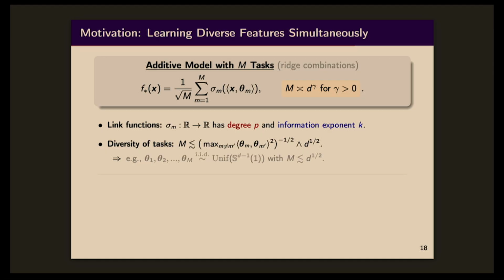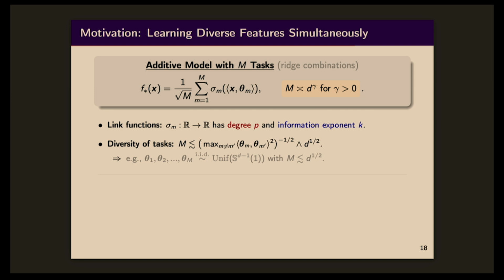The reason we have this is that we assume each of the target neurons, or we're going to refer to this as one task, to be orthogonal to one another. So you can think of them as drawn uniformly on a sphere. In this case, if you have m of them, then the prefactor to get f star to have unit L2 norm will be 1 over root m.